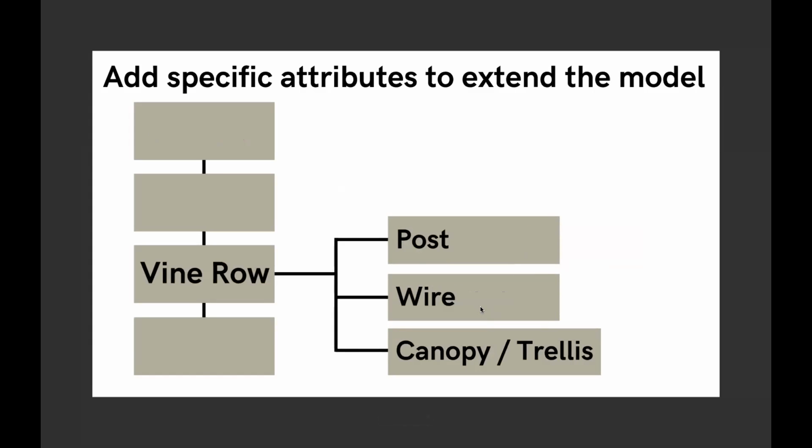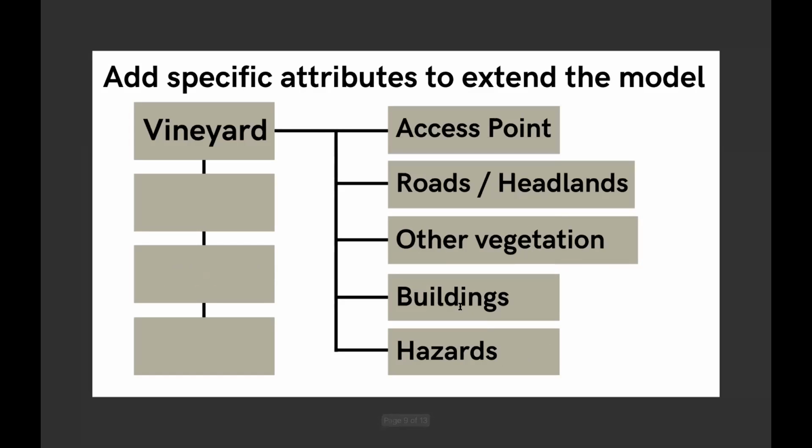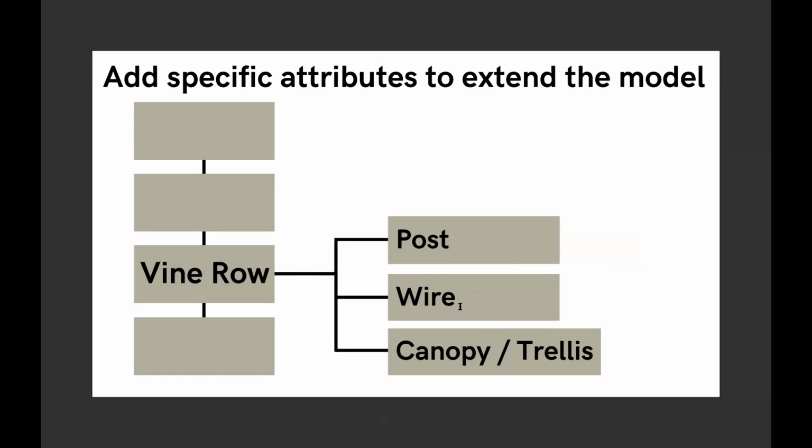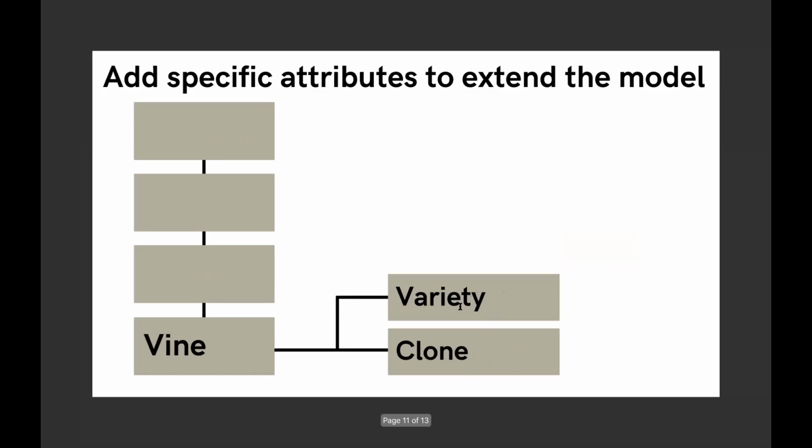And from a vine row perspective, you might be adding attributes such as the posts, the wires, and also there was feedback about the importance of being able to add attributes about the trellis type and also the canopy. And just again, there will be people that will want to extend the vine model who are very focused on things like the genetics of the vine. So, you know, they might be interested in some of that metadata around like the variety and the clone.